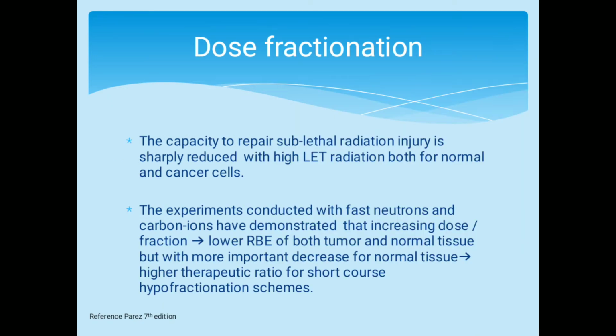Dose fractionation. The capacity to repair sublethal radiation injury is sharply reduced with high LET radiation, both for normal and cancer cells. The experiments conducted with fast neutrons and carbon ions have demonstrated that increasing dose per fraction lowers RBE of both tumor and normal tissue, but with a more important decrease for normal tissue, giving a higher therapeutic ratio for short course hypofractionation schemes.